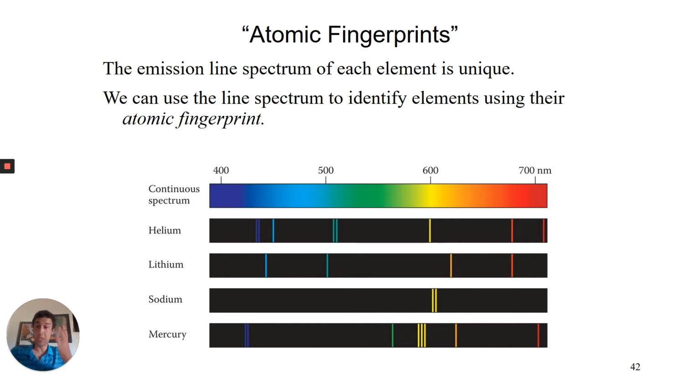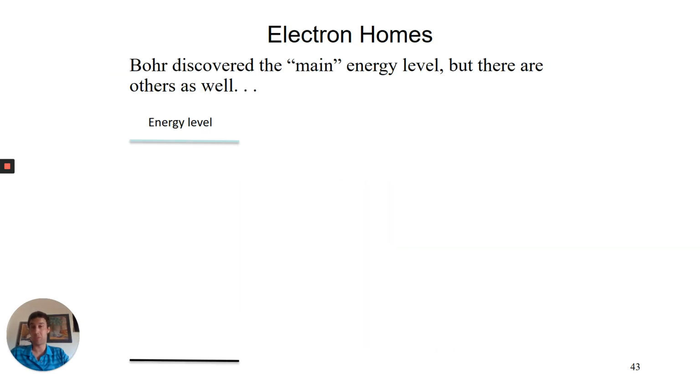Okay, but ultimately, what does our atomic line spectrum, or the emission line spectrum, give us? They tell us we have electron orbitals. Our electrons can exist outside the nucleus, but only at particular stages or steps. So let's look at where our electrons can exist.